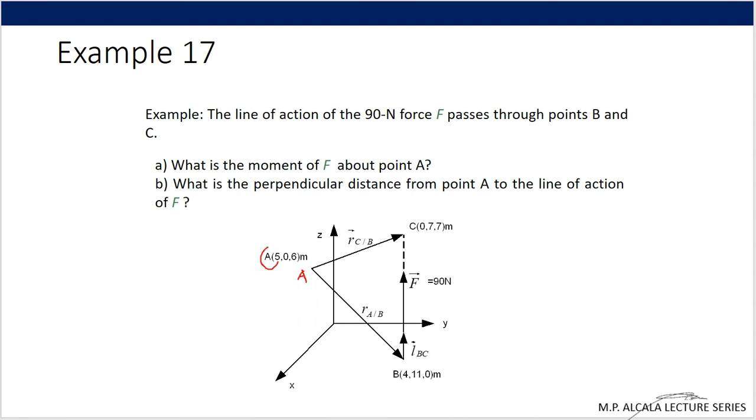Okay. So the coordinates of A are 5, 0, 6 and the coordinates of B are 4, 11, 0. So in this case, you can simply get the moment arm using the distance formula. Okay, we can get the distance vector. That will be 4 minus 5, 11 minus 0, and 0 minus 6.